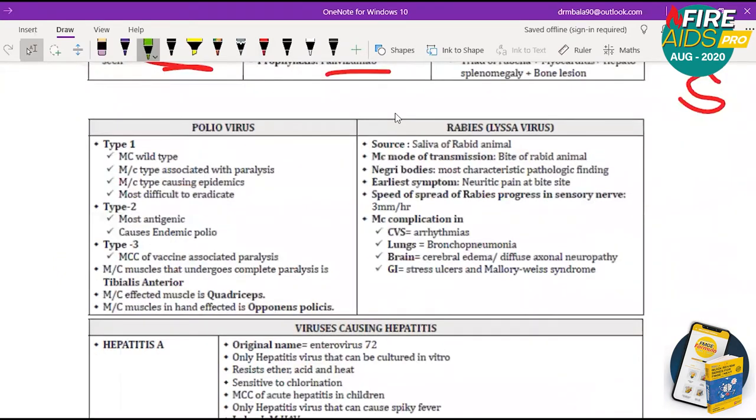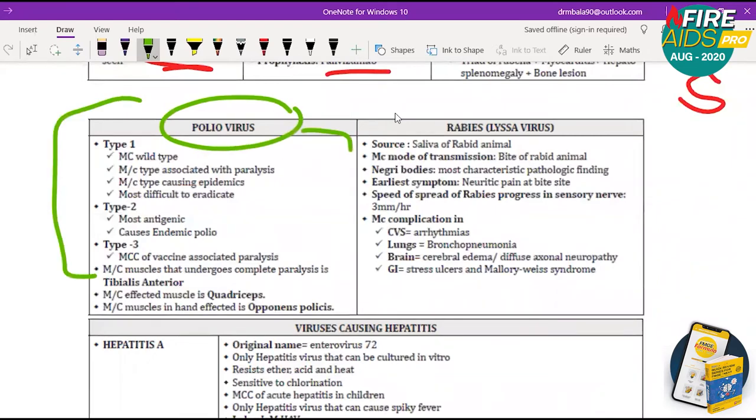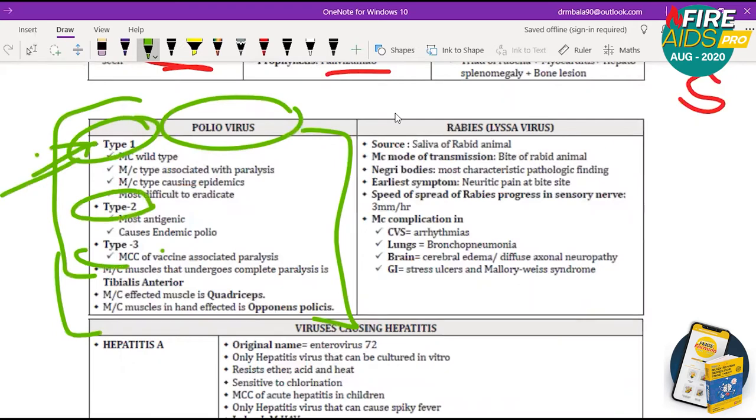Next is poliovirus. Now, poliovirus has only these different types, and all the MCQs are piled up here. You need to know it is of three types: type 1, type 2, type 3, out of which type 1 is the most common. Type 1 is associated with paralysis most of the time. The most common type of epidemics is again type 1. Most difficult to eradicate is again type 1. Whereas type 2 is most antigenic. It causes endemic polio. Type 3 causes vaccine-related polio, vaccine-associated paralysis.